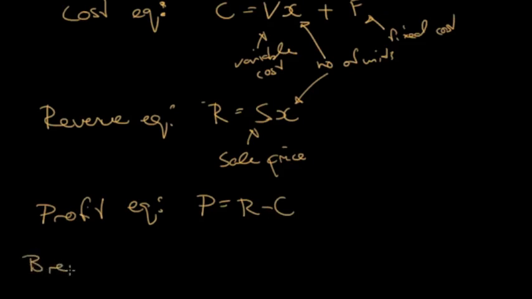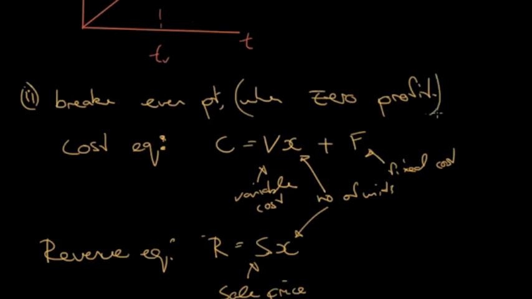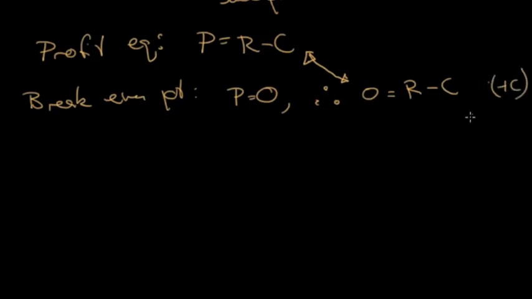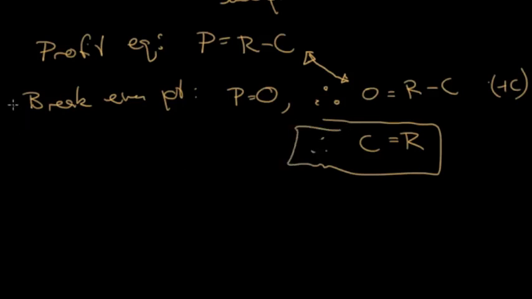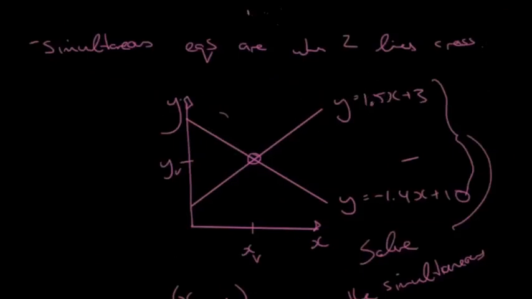And our break-even point is when we have zero profit. So from that we can say profit equals 0. Therefore 0 equals revenue minus cost. That's from this equation here. And so we can just add cost to both sides and say therefore cost equals revenue. So this is our break-even point, when cost equals revenue. And we can think back to our simultaneous equations point here, where we've got a revenue equation and a cost equation.